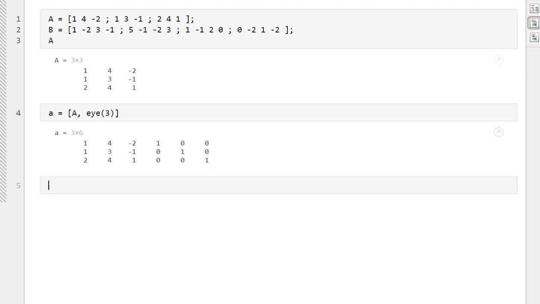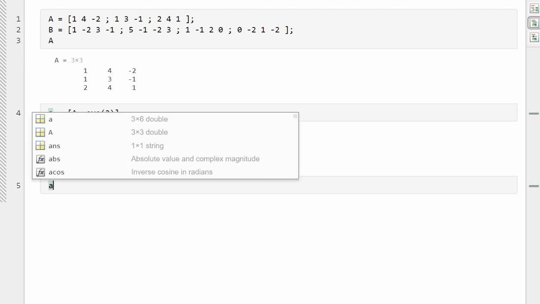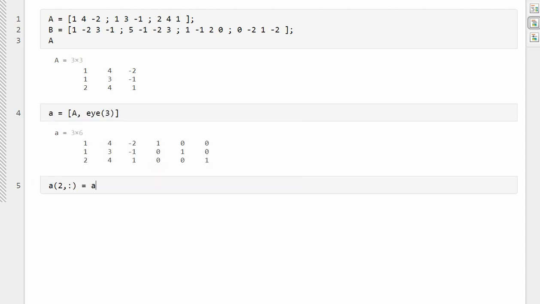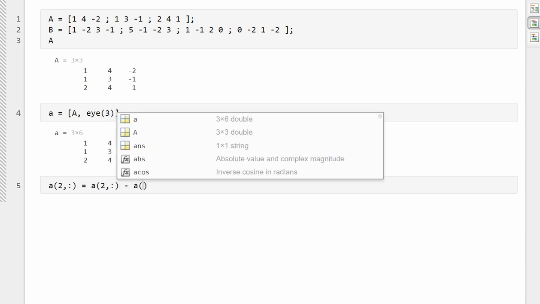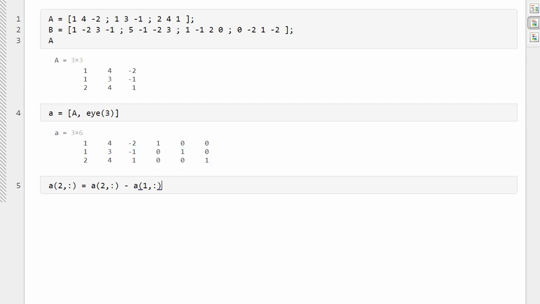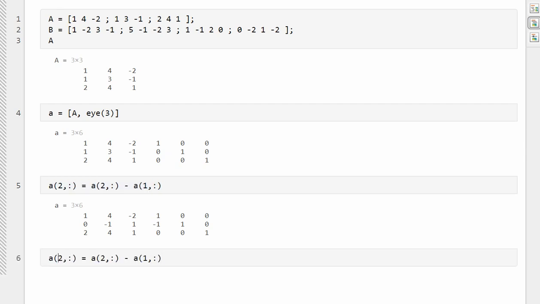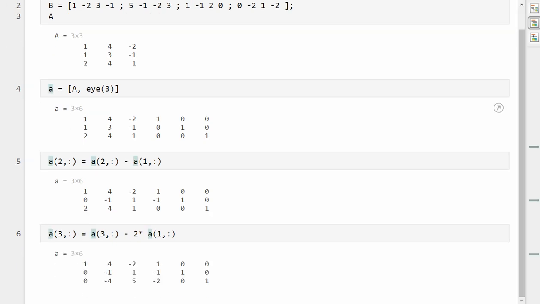To row reduce, the first thing I need to do is get zeros below that top left one. I've made a fairly easy matrix here to row reduce. I'm going to start in the second row, and the second row is just going to be the second row minus the first row. All right, and then I can copy paste because the third row is basically the same, except I'm going to subtract 2 times the first row. And you can see that now I have zeros below the first pivot.